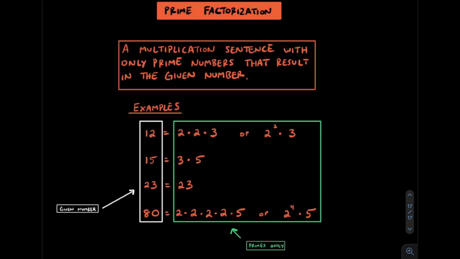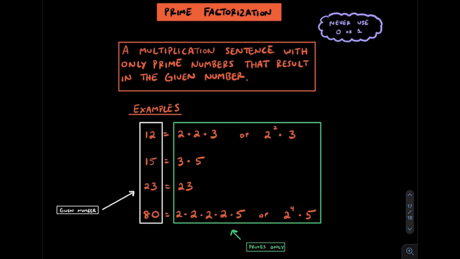So at this point, we've talked about prime numbers, composite numbers, and numbers that don't fit into either category. That brings us to prime factorization. It turns out every number can be broken down into a multiplication sentence with only prime numbers that result in the given number. We typically think of prime numbers as the building blocks, or the Lego pieces, that build up all the other numbers in the world. You could also think of prime numbers as the DNA of numbers. Since these prime factorizations only consist of prime numbers, we'll never use 0 or 1.